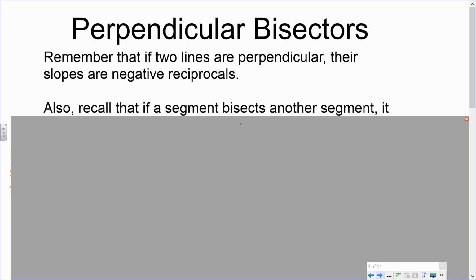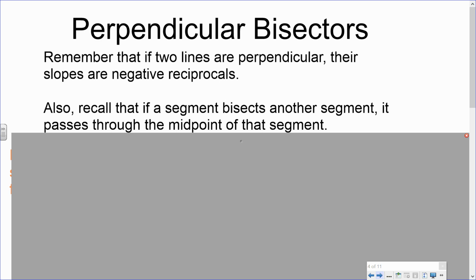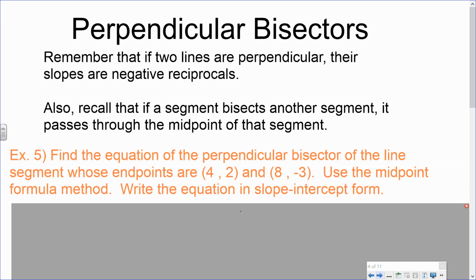So one's positive, one's negative, and the fractions are upside down. Also, if something bisects a segment, it cuts that segment in half. So it has to go through the midpoint of the segment. So we are going to start seeing problems that look like this. Find the equation of the perpendicular bisector of the line segment whose two endpoints we give. So we've got those two endpoints. The segment with those endpoints is this. This problem wants the perpendicular bisector of that blue segment. So if it bisects it, it has to go through the midpoint. And if it is the perpendicular bisector, it needs to form a right angle.